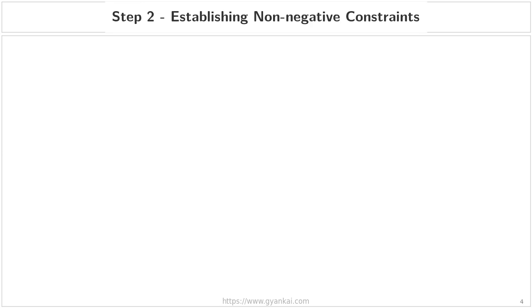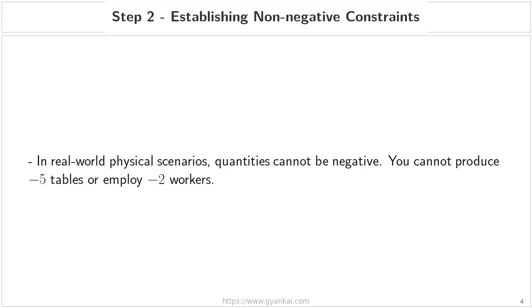Step 2. Establishing non-negative constraints. Now that we have identified our decision variables, which, as we saw in the previous slide, are the unknown quantities like the number of tables or chairs, we need to apply a bit of common sense to our model. Think about real-world physical scenarios for a moment. In the real world, quantities like production numbers or labor hours simply cannot be negative. It is physically impossible to produce -5 tables or to employ -2 workers.